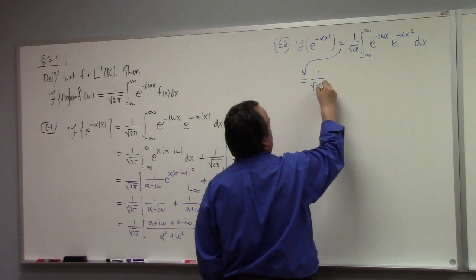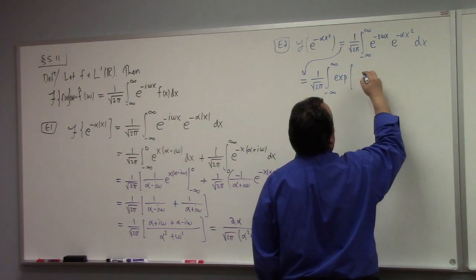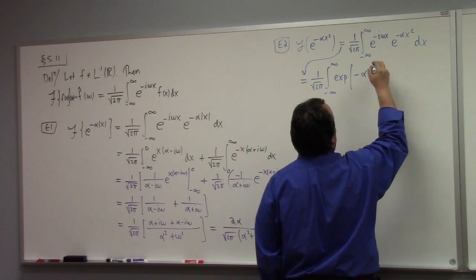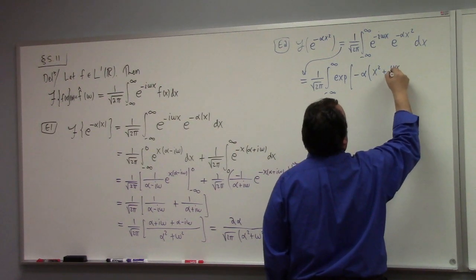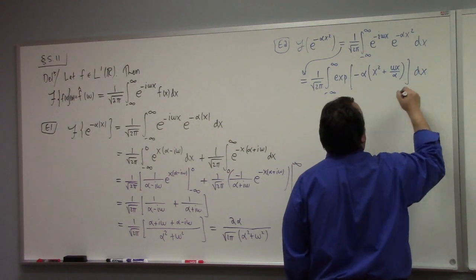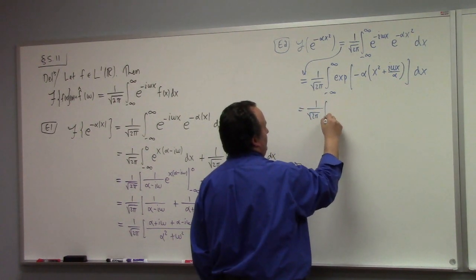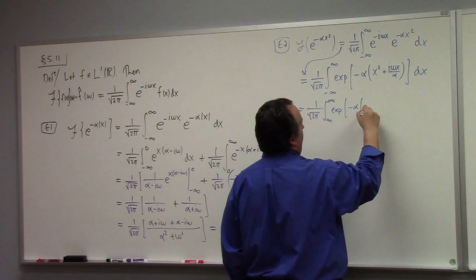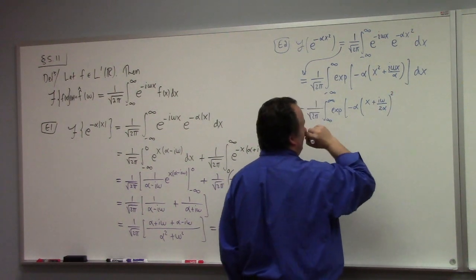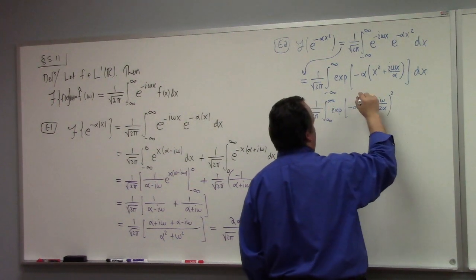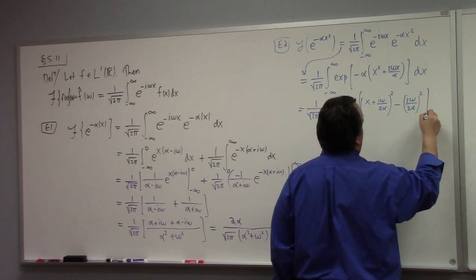So 1 over root 2 pi, integral from minus infinity to infinity of the exponential. And we'll factor out the alpha, I think. And then that gives us x squared plus i omega x over alpha. I lost my i, that's not good. Then complete the square on that. So you've got x plus i omega over 2 alpha, quantity squared, and then let me put some big parentheses in here, minus i omega over 2 alpha, quantity squared, dx.